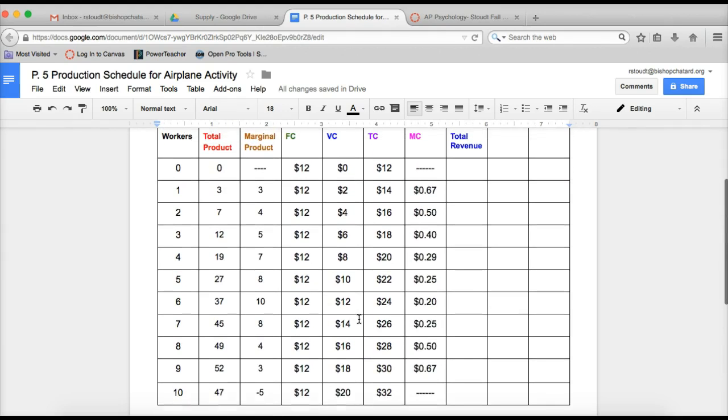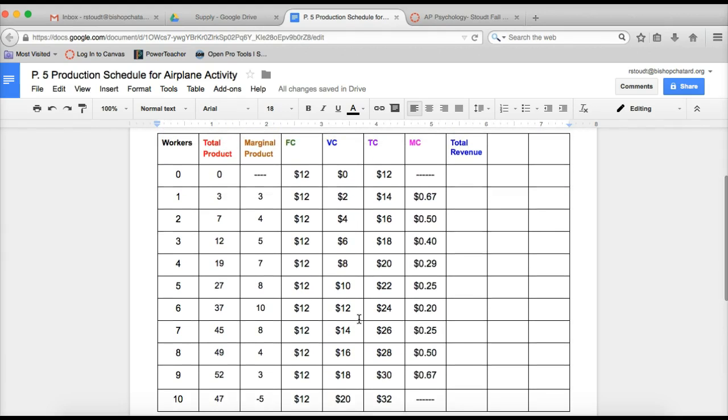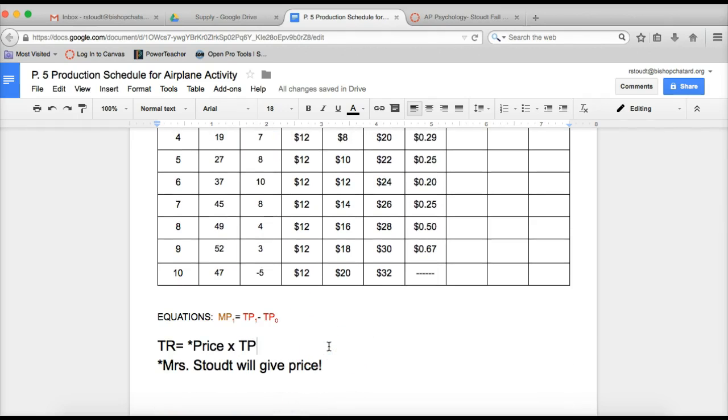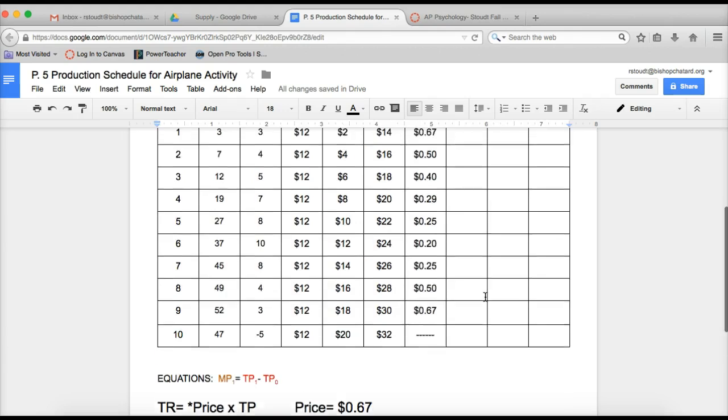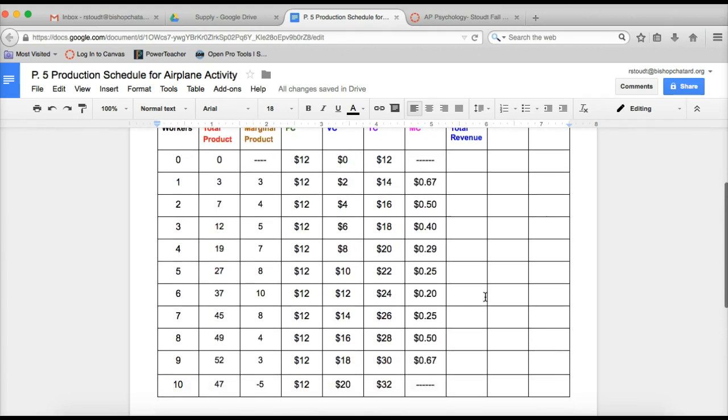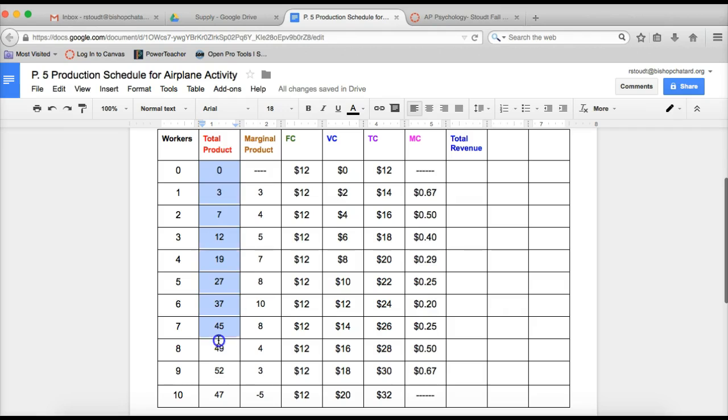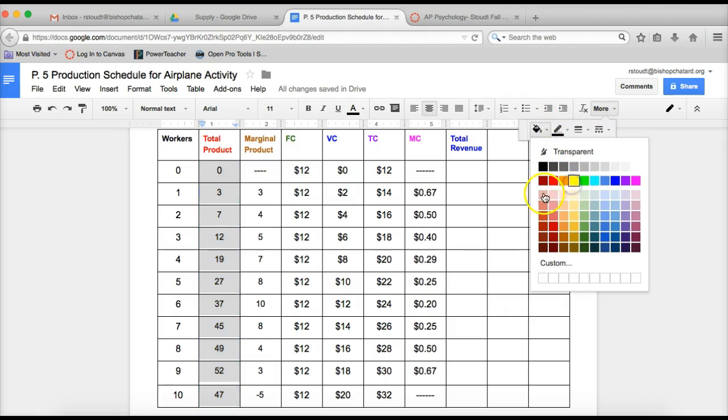Now, for your airplane activity, based on your numbers from last week and what the costs were, I decided that the price for this particular one is 67 cents. I know it sounds like a very odd, strange number, but it'll make sense in the end. So to figure out total revenue, we are going to take 67 cents and multiply it by total product, which is this column here. So we're going to be taking 67 cents times that column.